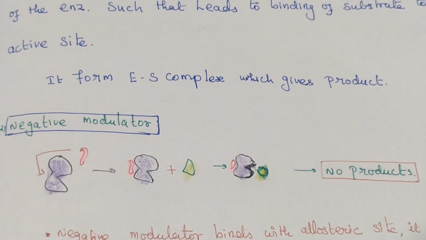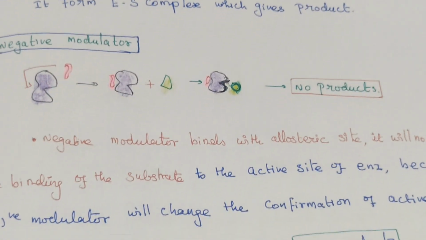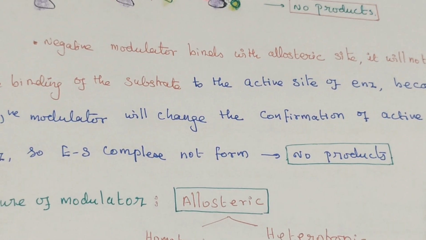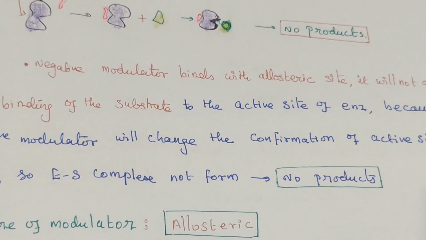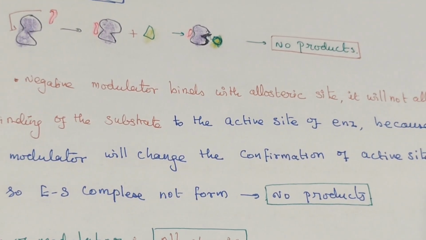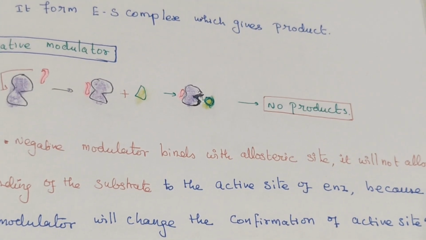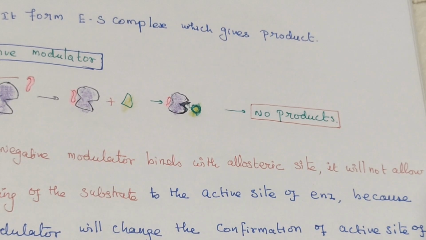Another important point: the active site is specific for the substrate and the allosteric site is specific for the modulator. The overall effect of a modulator binding with the allosteric site is that it alters the conformation of the enzyme.